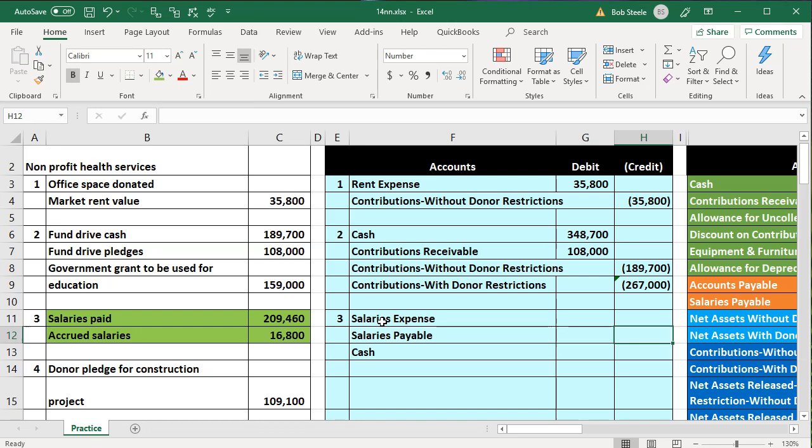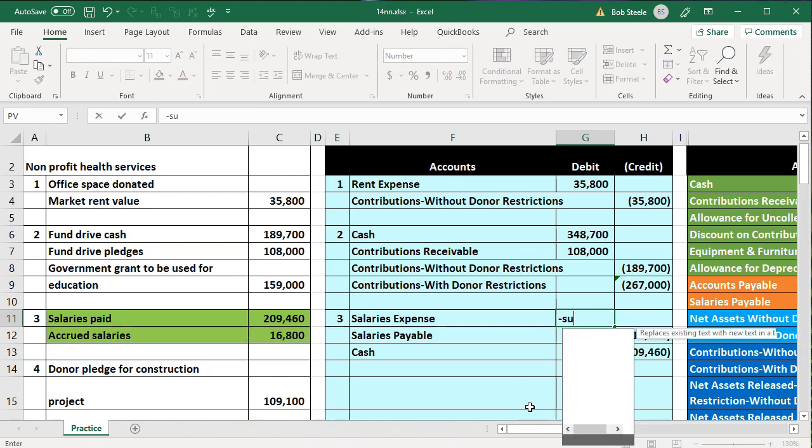So we're going to say the debit then is going to be, let's put the payable in first. So we got the accrued liability of the 16,800. That's the liability that hasn't yet been paid. And we have the cash that is going out of a credit of 209,460. And that means that the expense then is going to be the sum of those two. And that'll be the negative sum of these items.